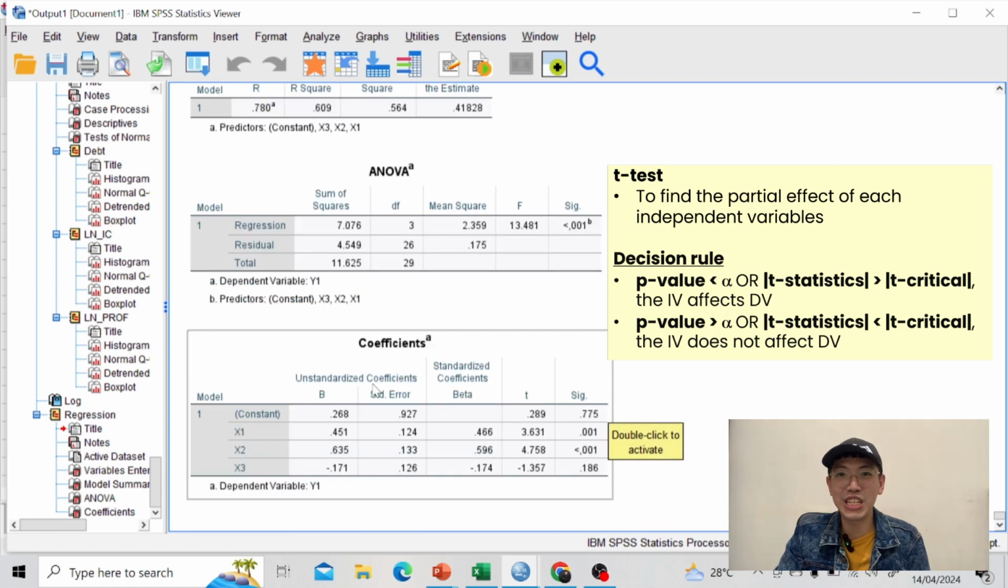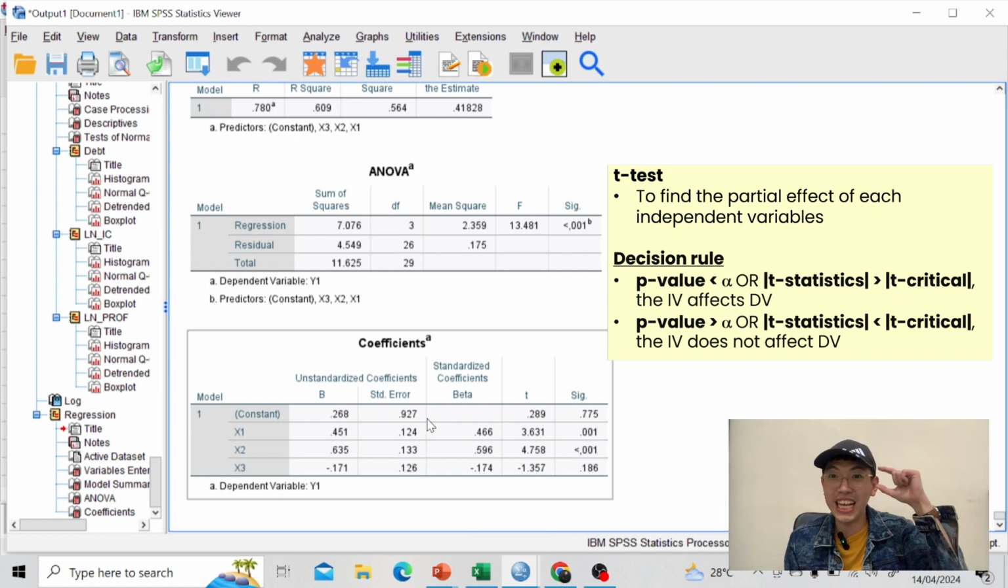The last part is the coefficient table. We will find the result of t-test in the coefficient table. T-test is used to find the partial effect of each independent variable. So we will find the effect of x1, x2, x3 individually, not together. You can see here, the B here is unstandardized coefficient. We can create the regression equation based on the unstandardized coefficient here.